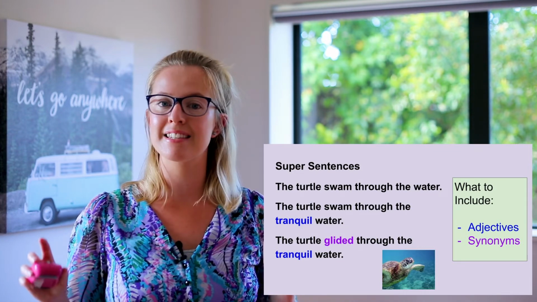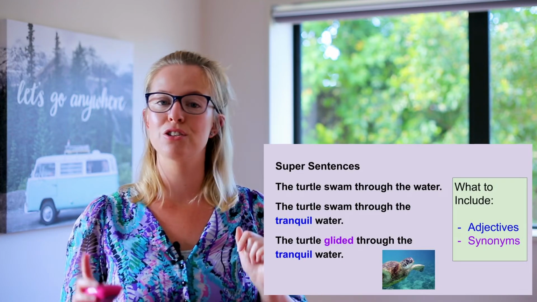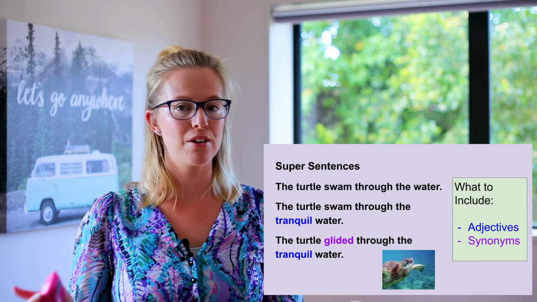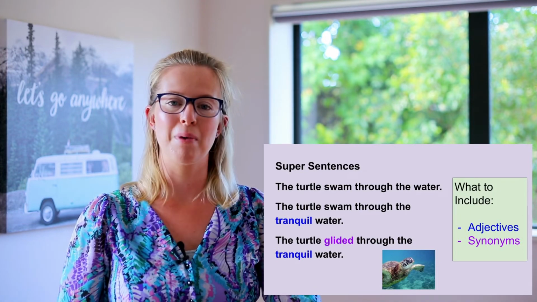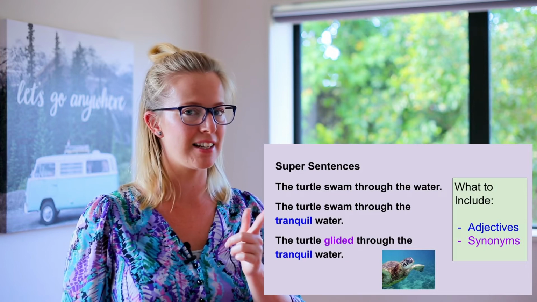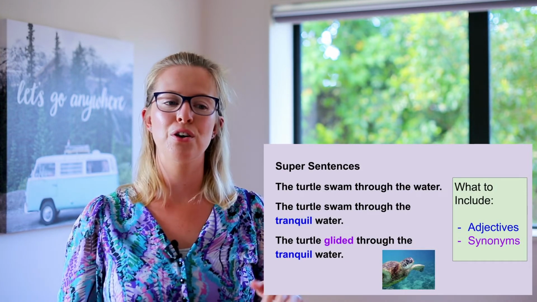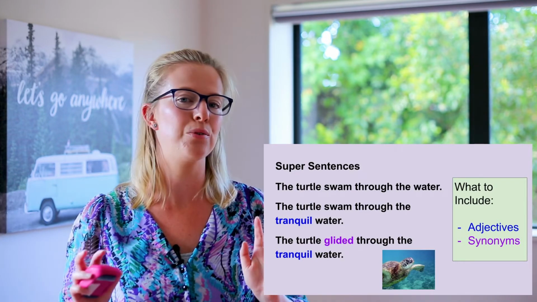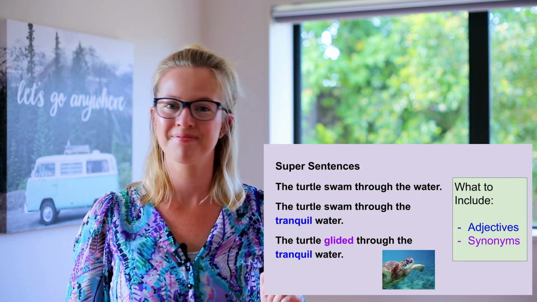Now I'm going to add my synonym. I've turned the word swam into the word glided because it paints a nice picture of what that turtle is doing. So by using my adjective and my synonym, the regular sentence was turned into, the turtle glided through the tranquil water. It paints such a lovely picture.